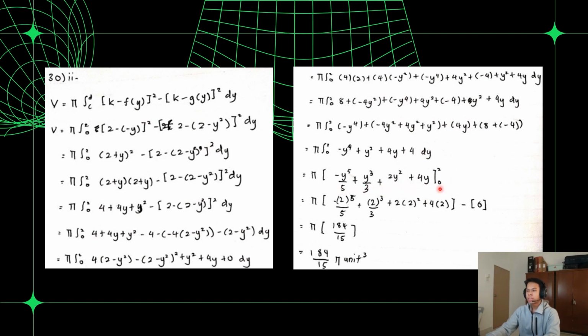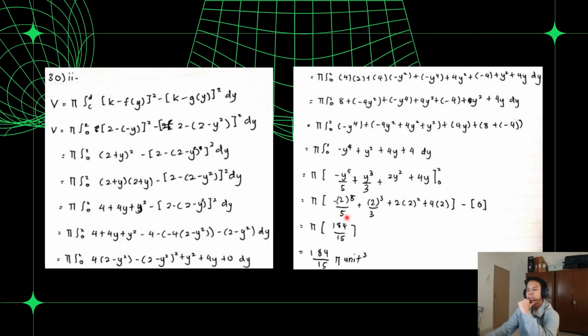We simply exchange the y value with 0 and 2. So here is the part where I already changed the value of y. Here is the part for the number 2, and this is for the 0. How did I get the 0? It's actually quite simple. You just change the y to 0, and in this case all these terms have the variable y, so they will be multiplied by 0, which ends up with 0.